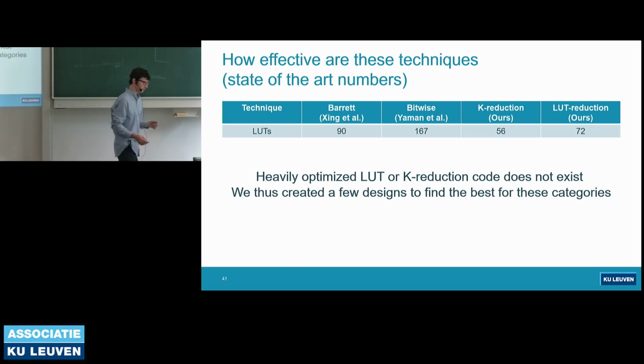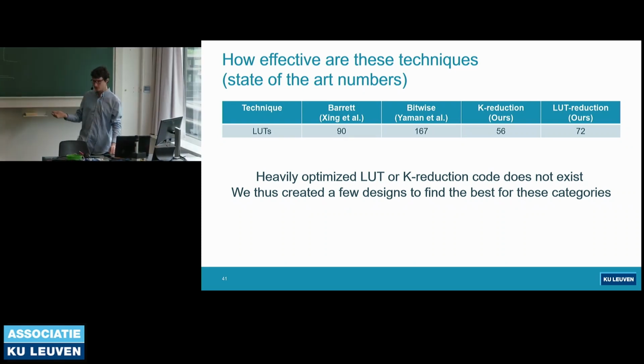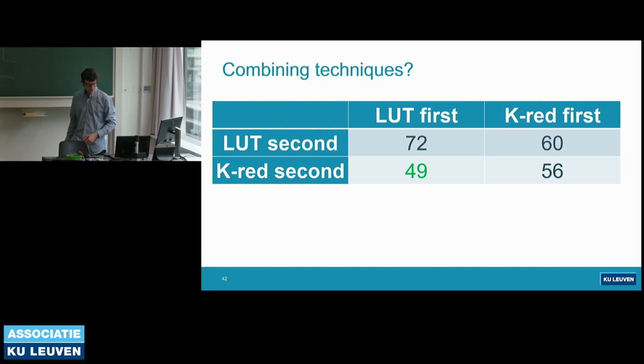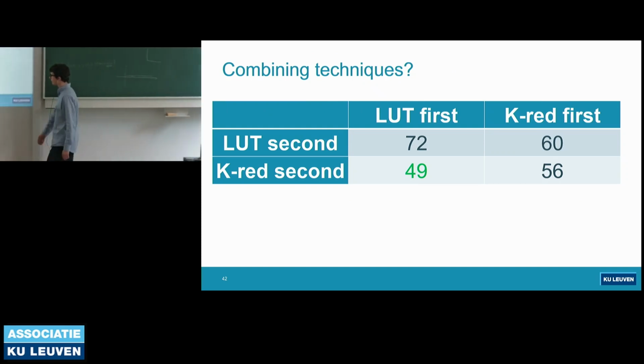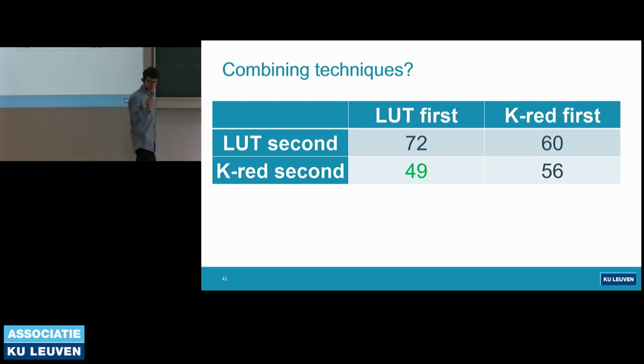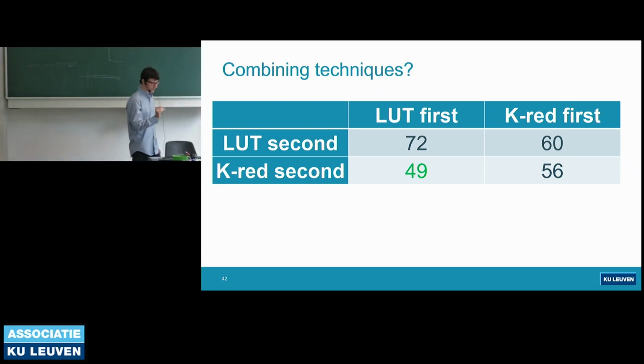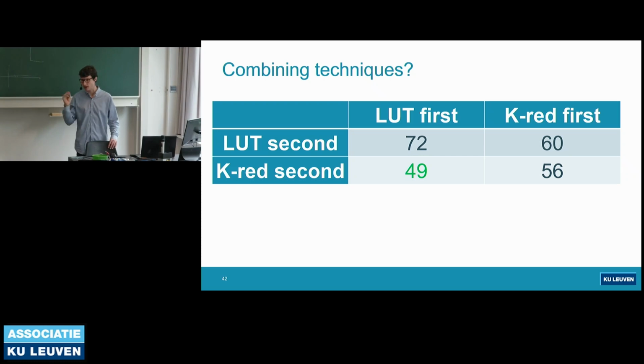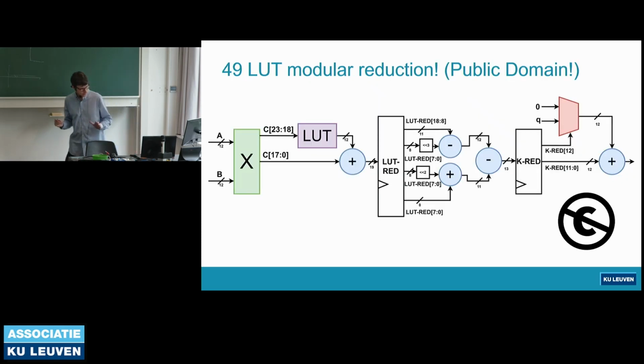So the best thing to do, if you try out every single possible iteration, is the following. You do a LUT reduction first, and then you do a K reduction second. And this will get you down to 49 LUTs. Now, 49 LUTs is really, really tiny. That is half the size of Xing-Adel's state-of-the-art design. With that, you can really run it on a tiny, tiny circuit.